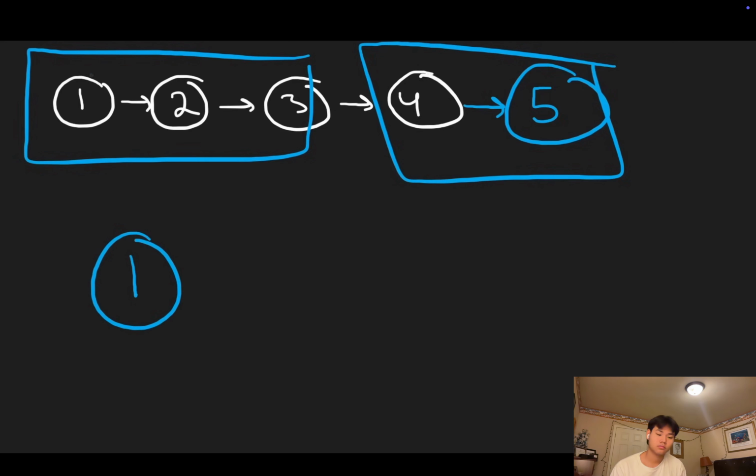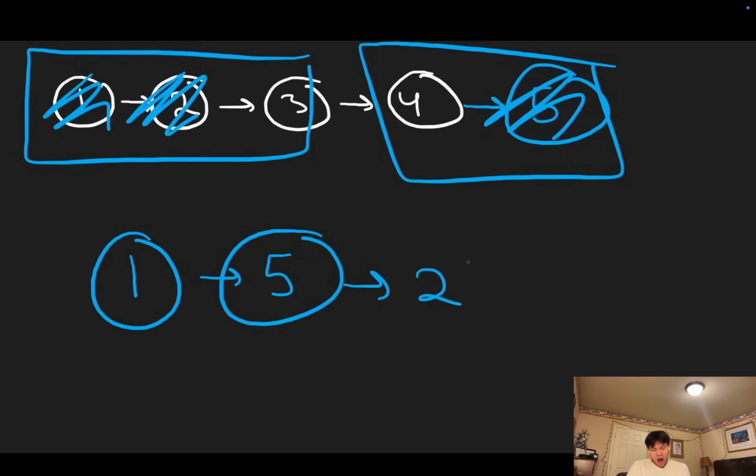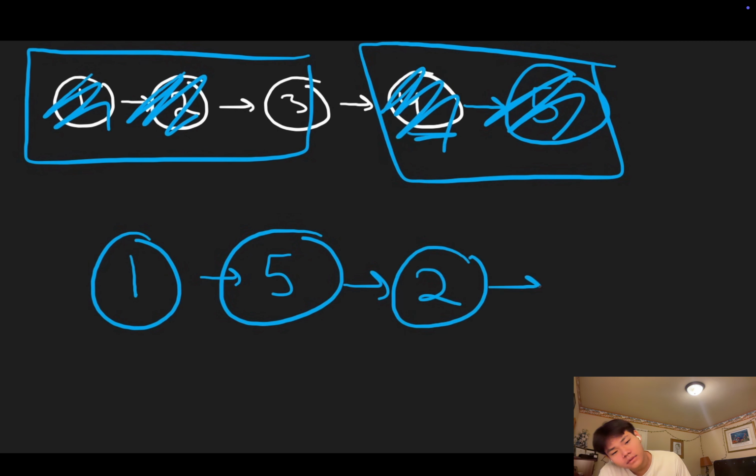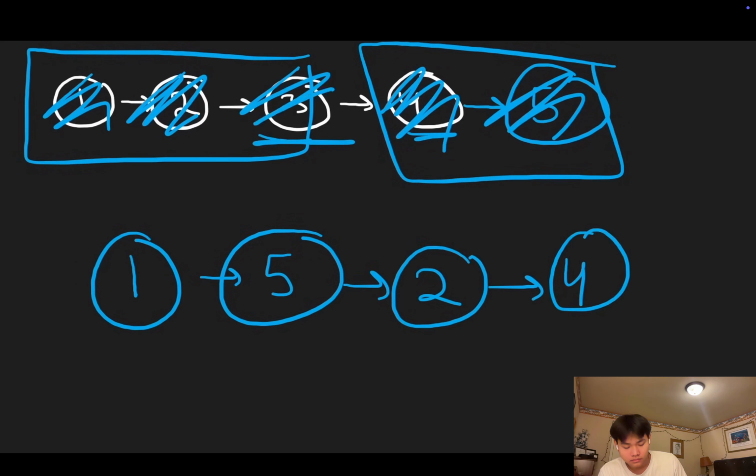We're going to take 1 at the beginning. We're going to take 5 in the next position. Then we're going to take 2 in the next position, right? We're just basically alternating. Then we're going to take 4 at the next position. And lastly, we're going to take 3 in the next position. So it does work out in this case.